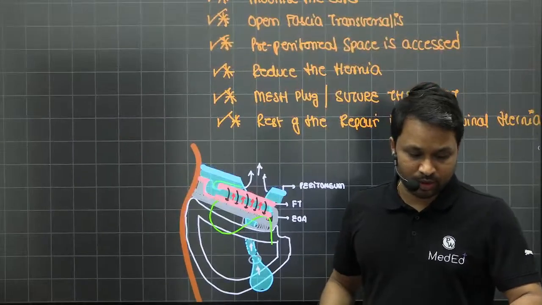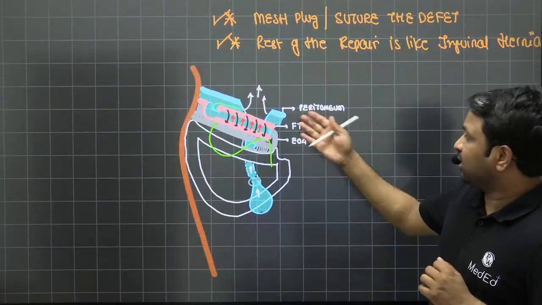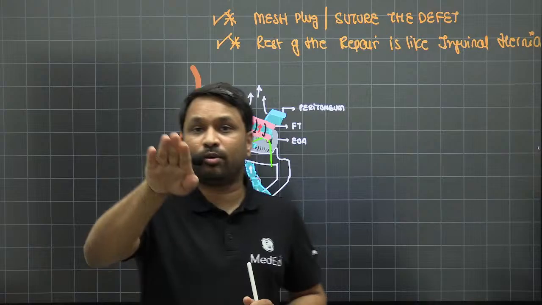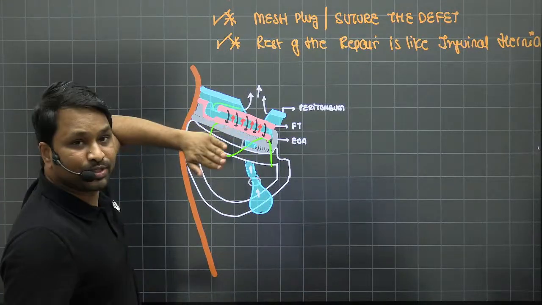So that is why I told, it is also similar to the Bassini's repair. कल हमने पढ़ा था Bassini's में यही करते ना, fascia transversalis का जो lower leaf है वो upper leaf में टक कर दिया, upper leaf को lower leaf के साथ जोड़ दिया. Now it has got a full wall. So you have reduced it.